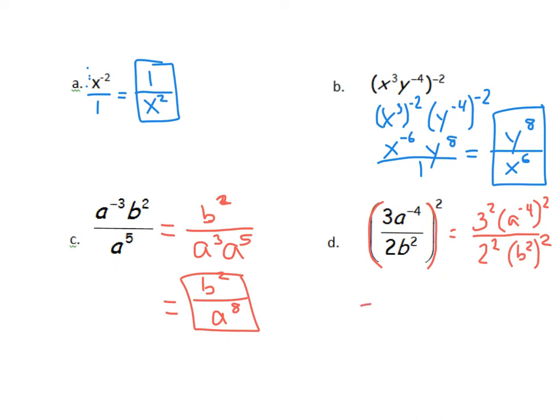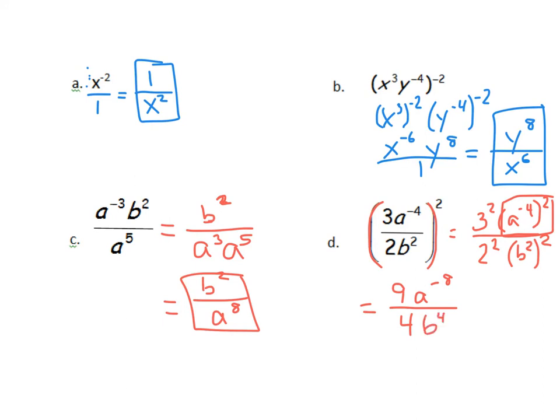All right, to simplify this, first thing we have is 3 squared. 3 squared is 9. 3 times 3 is 9. And now we have a to the negative 4th to the 2nd right here. Okay, that becomes a to the negative 8. We multiply the exponents. In the denominator, we have 2 squared. 2 times 2 is 4. And then we have b squared squared right here. And b to the second is b to the 4th.